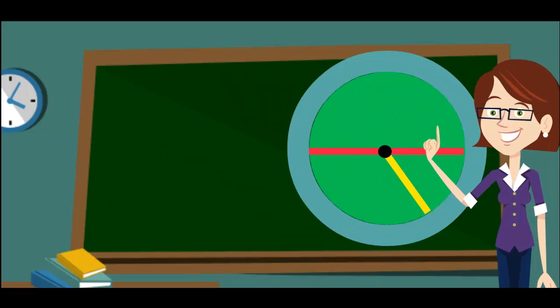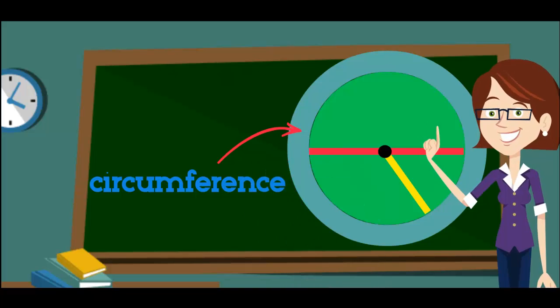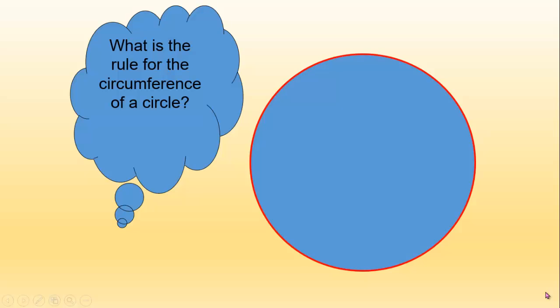Now I have a question. What about the circumference of a circle? The circumference of the circle is the boundary of the circle, or the outline of the circle. In other words, we can say that the circumference of a circle is a type of perimeter. What is the rule for the circumference of a circle?